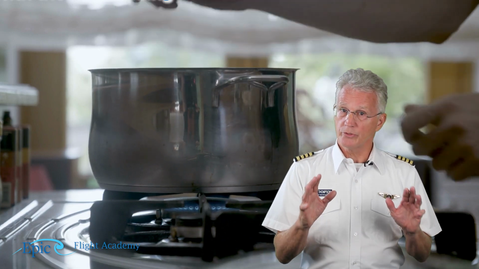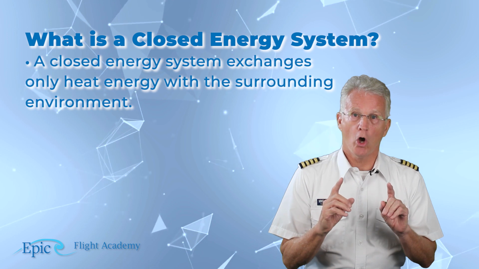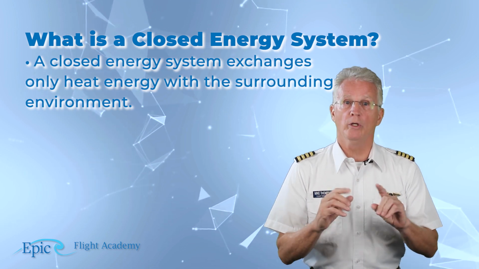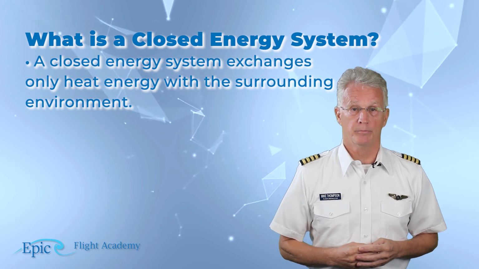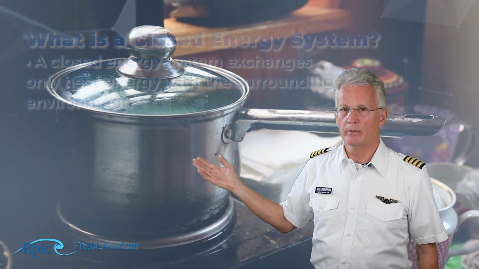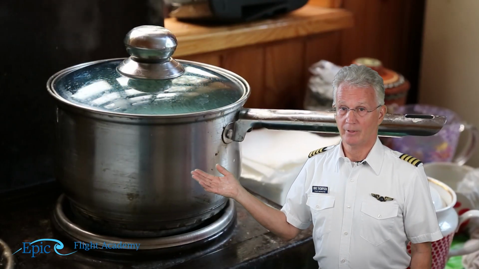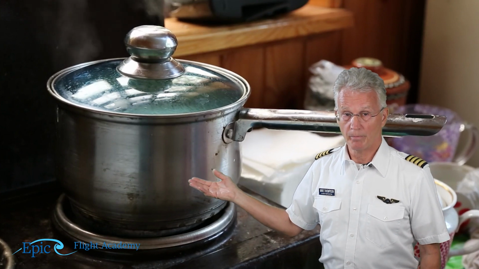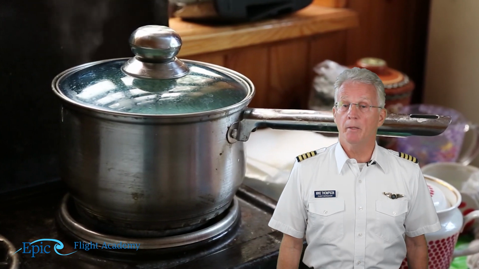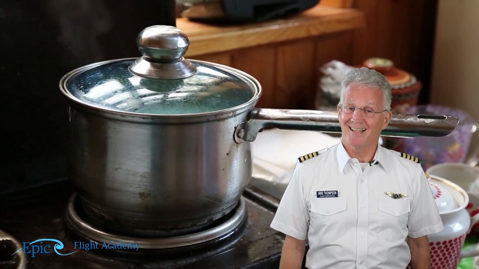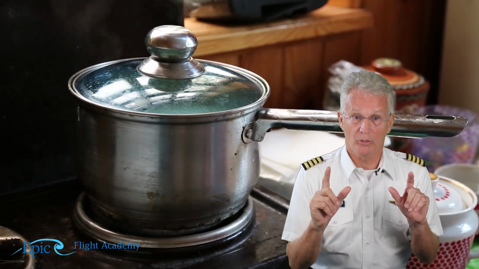A closed system exchanges only heat energy with the surrounding environment. So look at this pot with a lid boiling on the stove. The water, once inside the pot, is not going anywhere. It may boil into steam, but it does not escape. This system is closed. However, heat is still going back and forth between the pot and the stove.